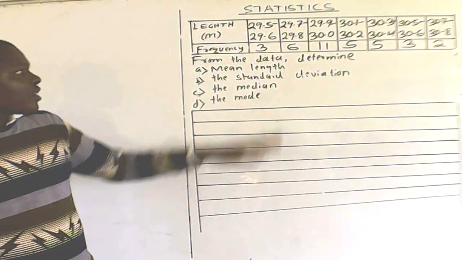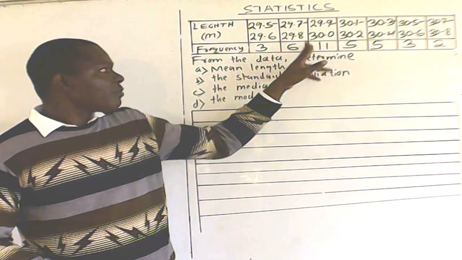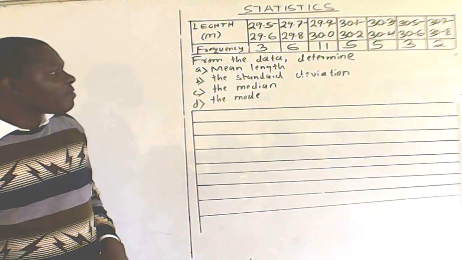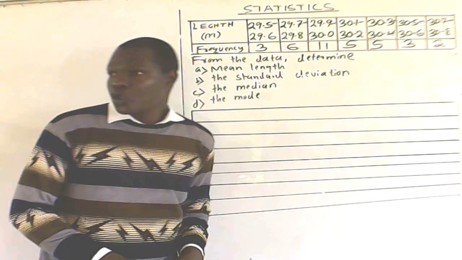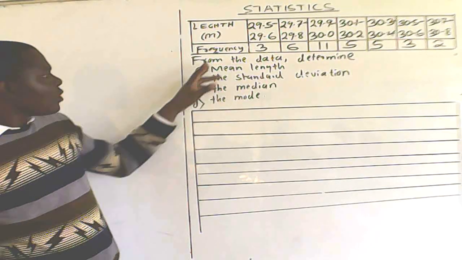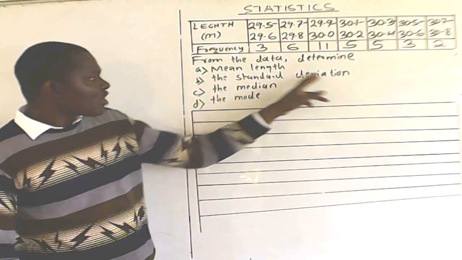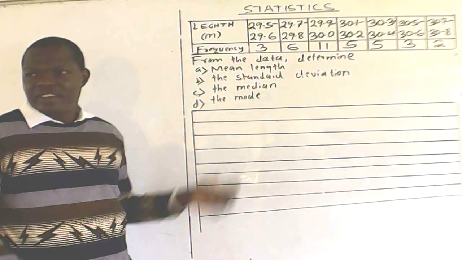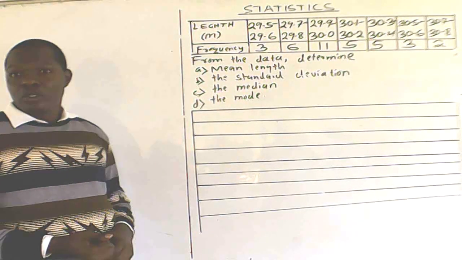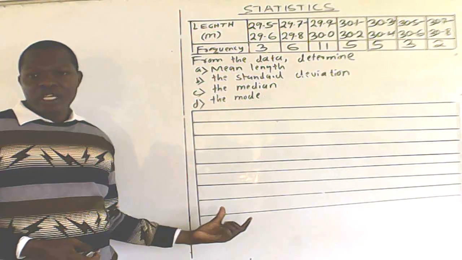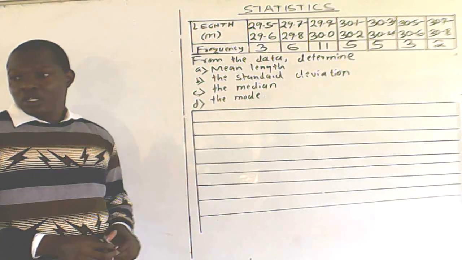Then you'll be given the frequencies in each case. The first class has a frequency of 3, followed by a frequency of 6, a frequency of 11, a frequency of 5, 5, 3, and the last one 2. Then you'll be told from this data, determine the mean length, the standard deviation, the median, and the mode. So for us to determine all these, we need to construct a frequency distribution table.